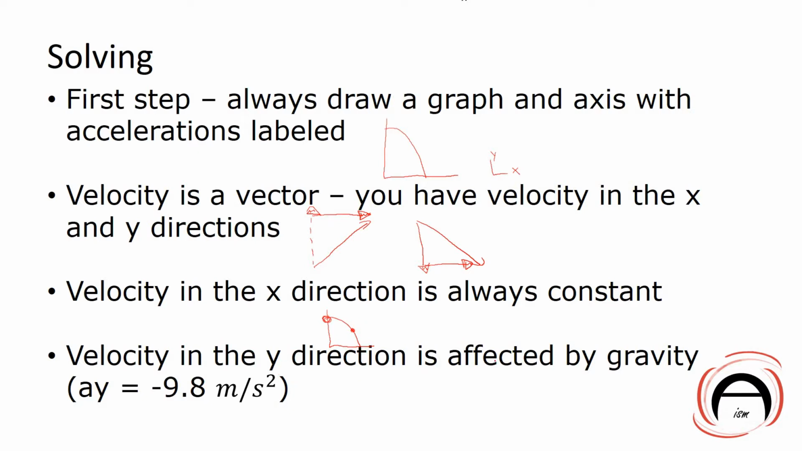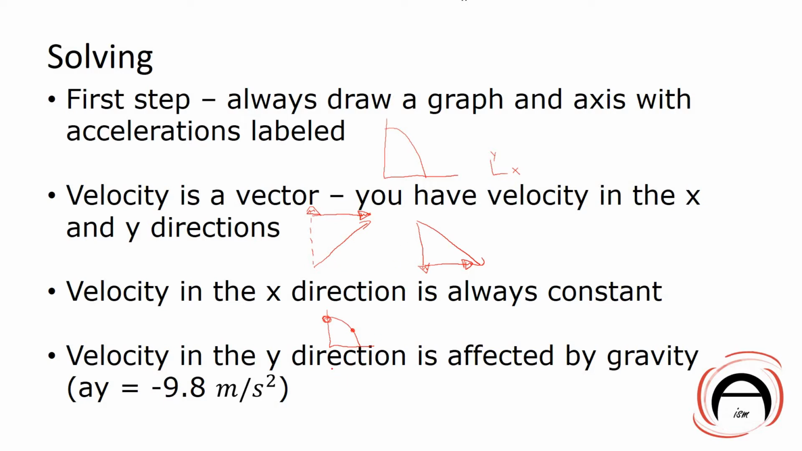However, in the y direction, the velocity is going to be affected by gravity. And this is going to be negative. Rather than in your usual kinematic equations, where you remember that if something is getting faster then acceleration is positive, and if it's getting slower then acceleration is negative, acceleration in the y direction in projectile motion problems is always going to be negative.